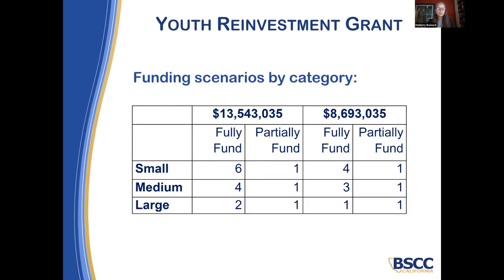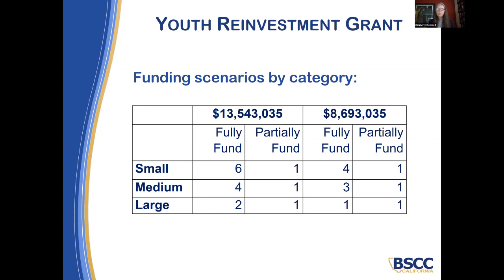And then on this next slide, we start to see what that would actually get us in terms of funded projects. So if we were to have 13.5 million available, we would be able to fully fund the 6 highest rated small proposals, 4 medium and 2 large. And then we would also be able to partially fund 1 more project in each of those 3 categories.